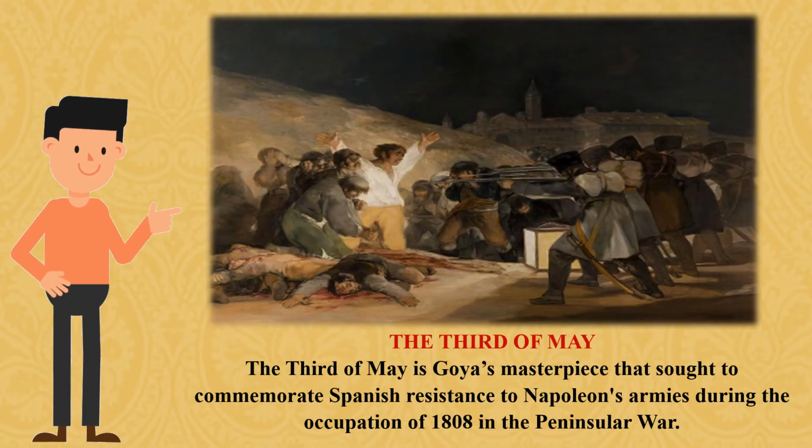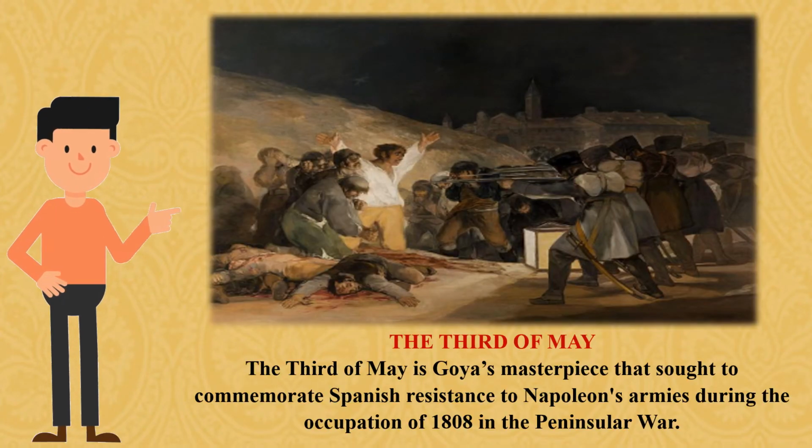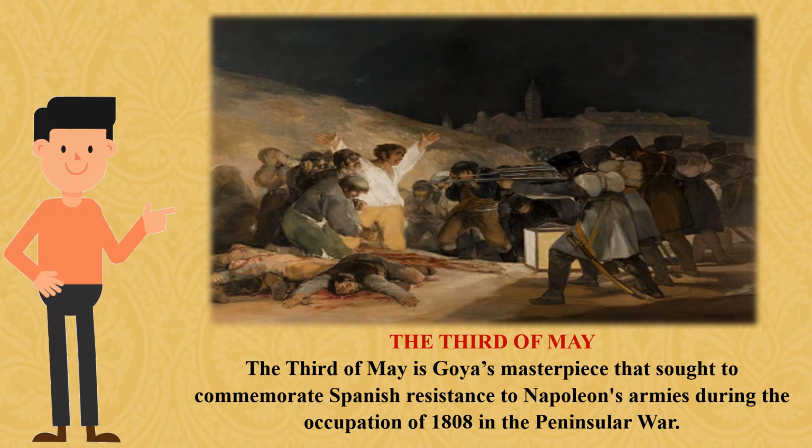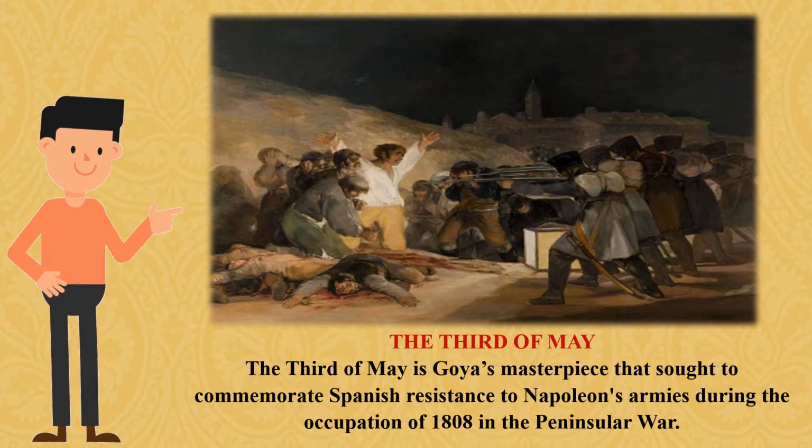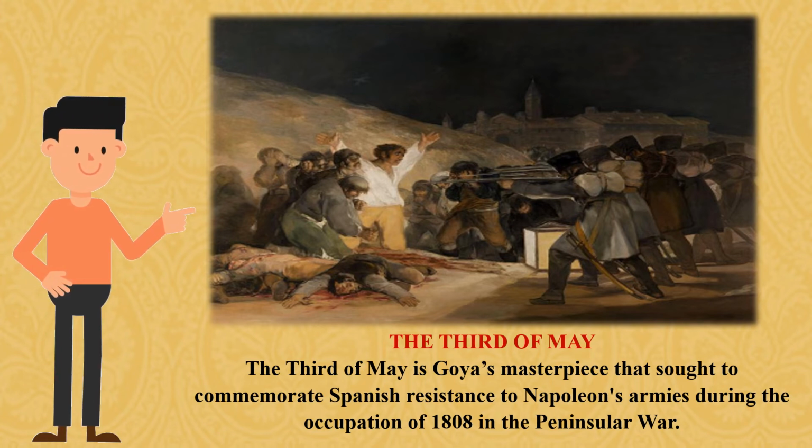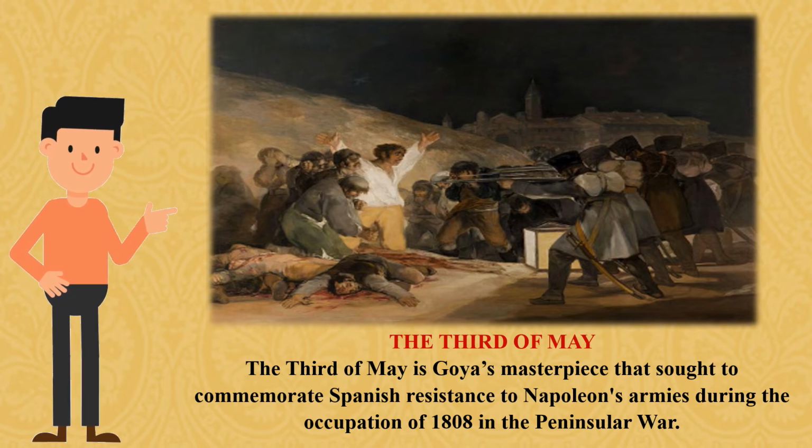So his first artwork is entitled The 3rd of May. According to our AP, or Araling Panlipunan, this one is quite familiar since this is commemorating the Spanish resistance to Napoleon's armies during the occupation in 1808 in the Peninsular War. So this is entitled the 3rd of May, which is the date wherein the incident happened in history.